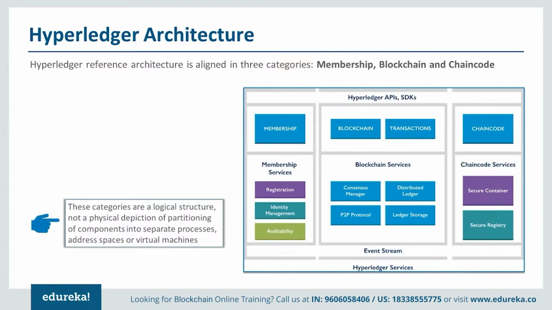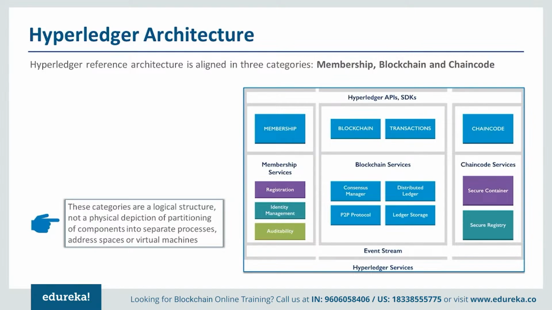So your membership is one layer. Then your chain code is another layer. So chain code basically means your smart contract. Smart contracts are basically deployed on your secure container using the secure registry. So smart contracts are also secured by the digital keys before they are deployed, and they are deployed under the Docker container model so that they are more secure and easy to deploy.